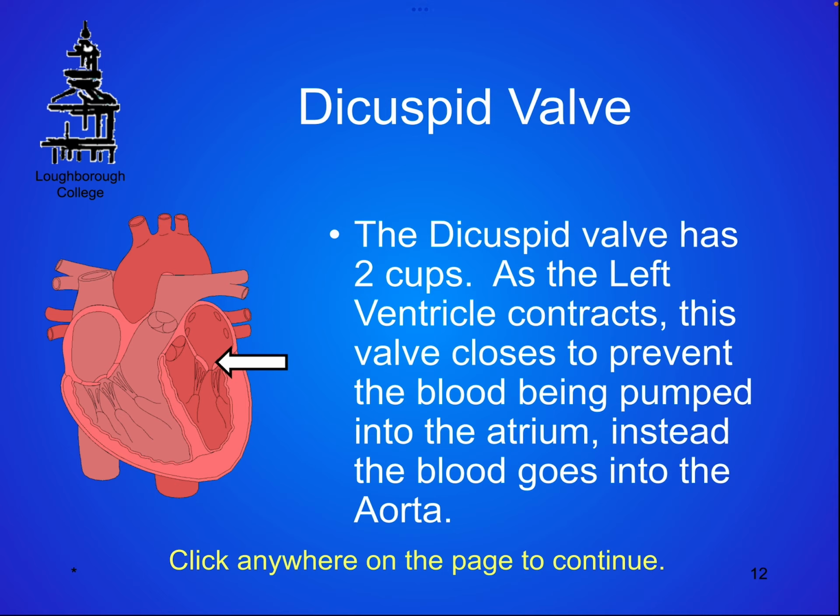The bicuspid valve, now I've tried to correct this, but they've got a lock on it. So the bicuspid valve, and I'd like you to ensure that it's bicuspid in your books, is on the left hand side, and it is the valve that sits between the atrium and the ventricle. So the tricuspid valve and the bicuspid valve are also more commonly known as atrioventricular valves because they sit between the atrium and the ventricles.